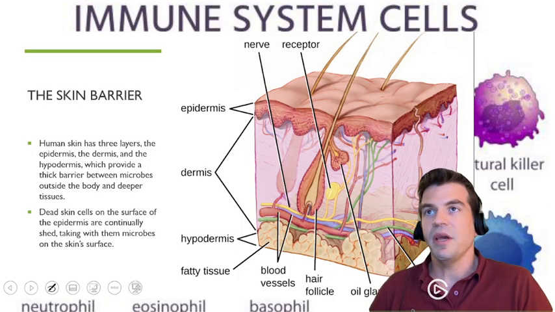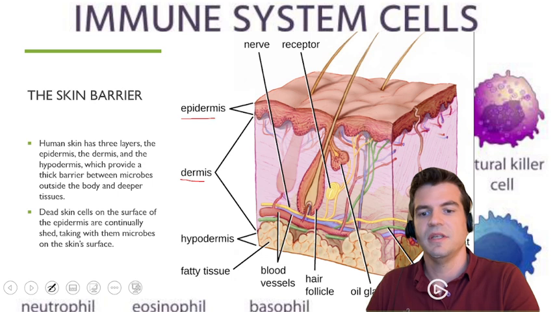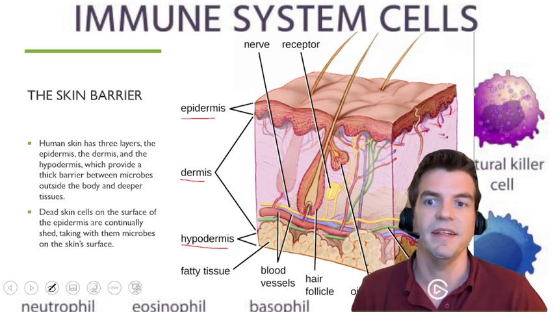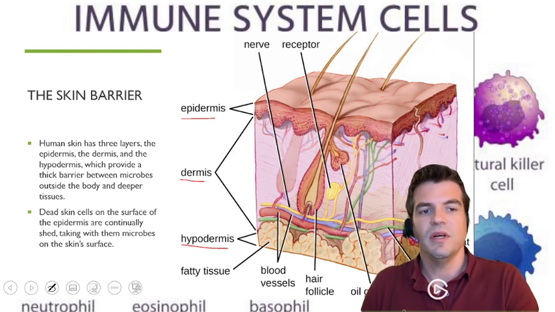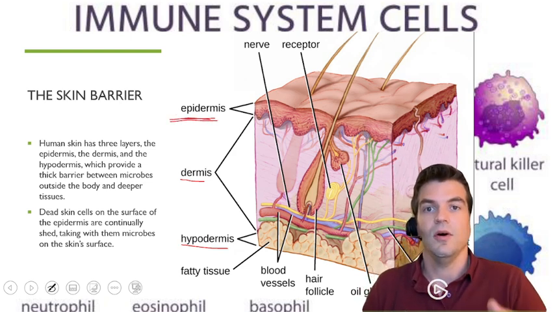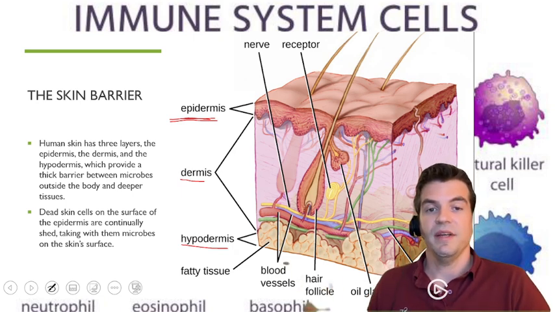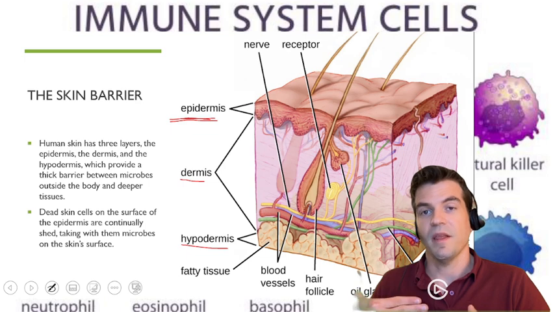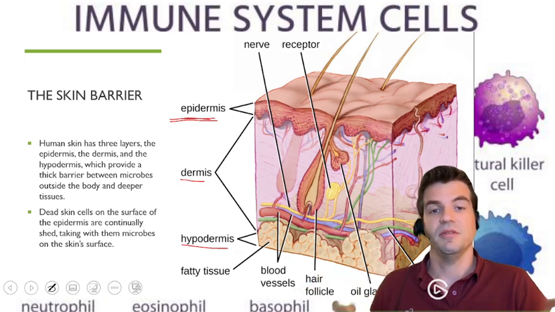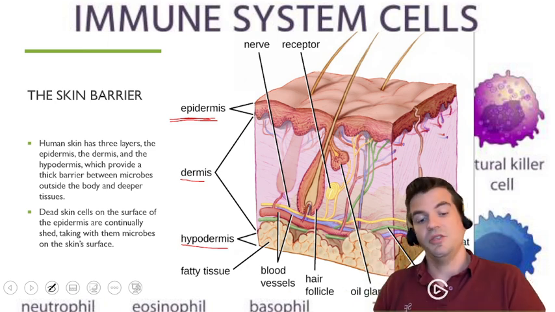The skin barrier has three layers: epidermis on the outside, dermis in the middle, and then the hypodermis. The hypodermis is usually the fatty layer. Our epidermis continuously sheds all of the old cells. All those old cells shedding prevent any foreign bacteria from attaching to us. Any new stuff that we don't wash off with our hands gets shed off rather quickly.